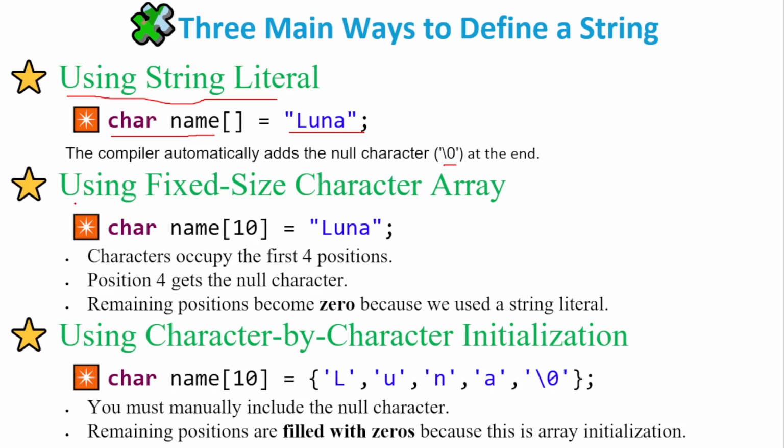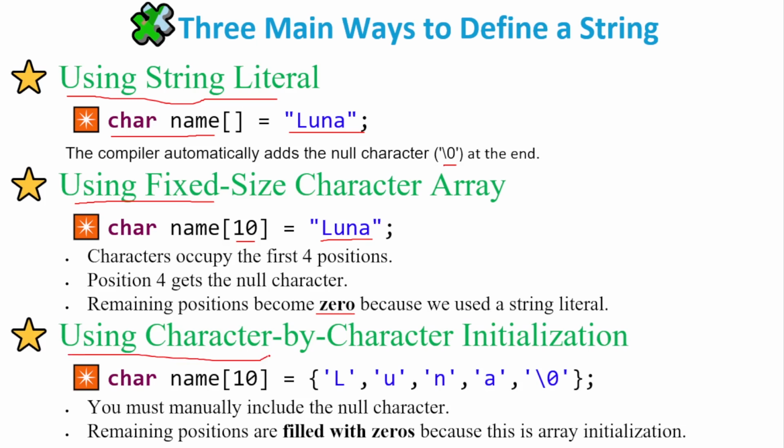A string definition using a fixed size array. The second method defines a character array with a specific size. When you initialize this array using a string literal, the remaining elements are automatically filled with 0. The null character is placed immediately after the last character in the string, not at the end of the array.